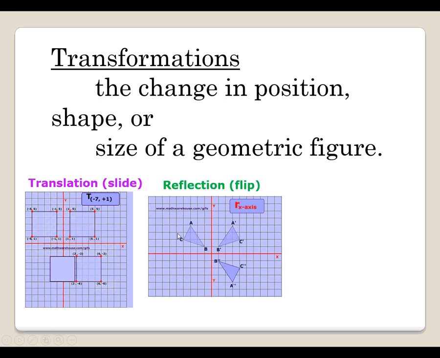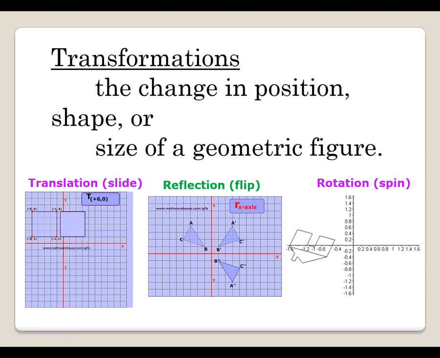A reflection is a flip. Anytime a shape flips over a line of any sort, that is going to be called a reflection. And the third type of transformation that we're going to talk about is a rotation, which if you guys see, whoa, it's kind of going around. Looks pretty cool, right? I know. So anytime a shape spins around a point, in this case, this is spinning around the origin, that is called a rotation. Cool beans, right?